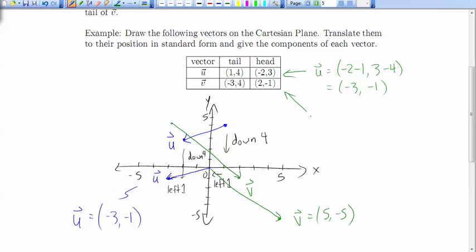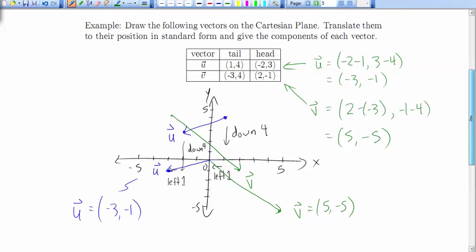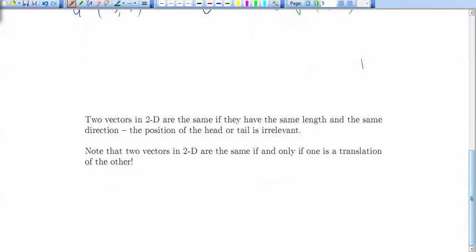For v, we'd have 2 minus -3, comma, -1 minus 4. So that would give us 5, comma, -5. So then we don't even need the picture at all if we just want to find the algebraic description of our vector.